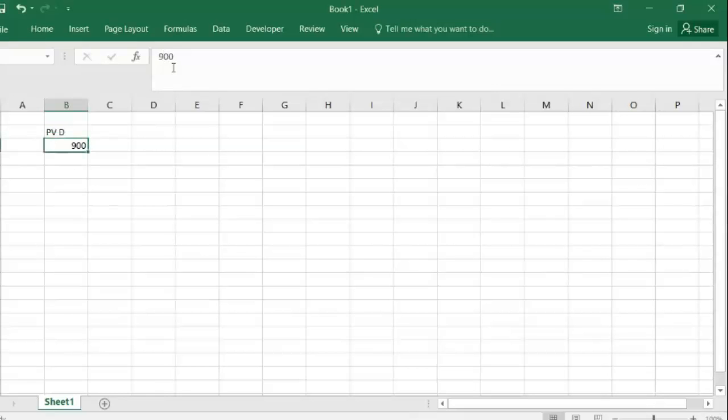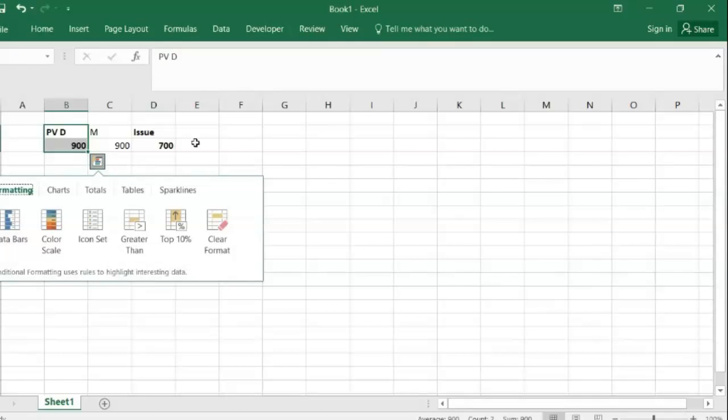Par value of the debenture is mentioned as 900 rupees. At the time of maturity, it will be redeemed at 900 rupees. The instrument is being issued in the market for 700 rupees. So the 700 rupees was the issue price. It means that particular instrument has been issued in the market at less than the par value.